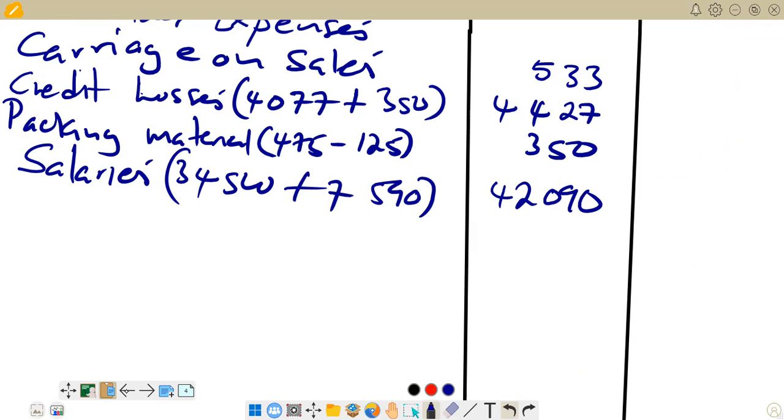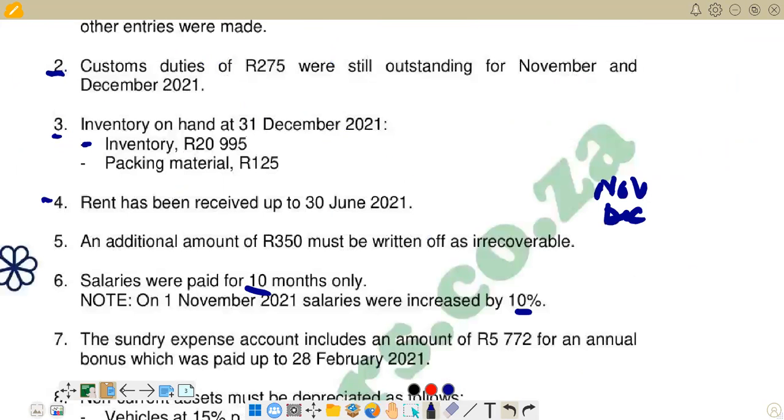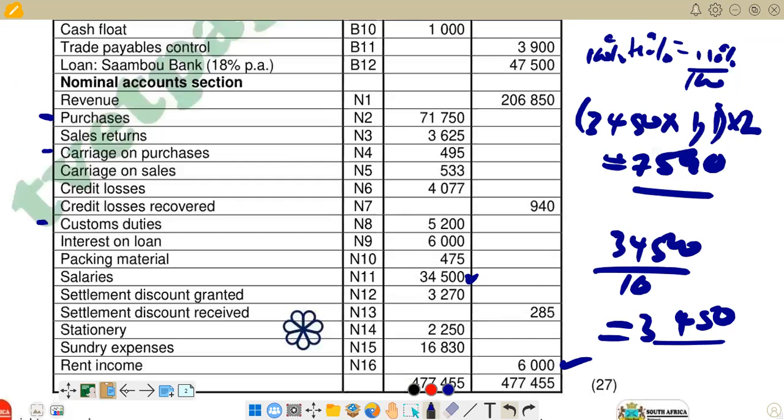We go back again to check what we have after salaries. We have got settlement discounts granted. Remember, we adjusted this under sales when it reduced the figure for sales. We leave it. Settlement discount received again, we adjusted it. We have got stationery now. Stationery is also an expense.